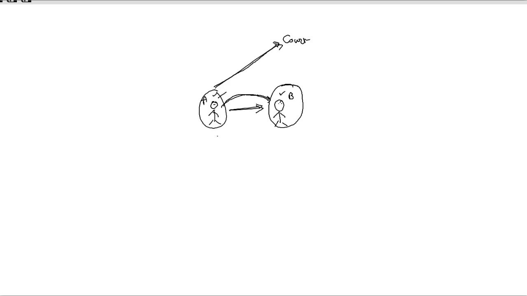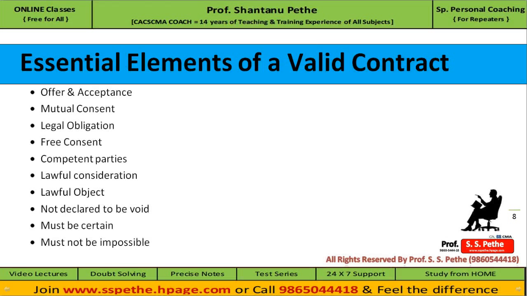So here there is an intention to create a legal obligation. Next thing is free consent, that we have already discussed, that there should be mutual consent. It should be free consent. There should not be any pressure. Then there should be competent parties.